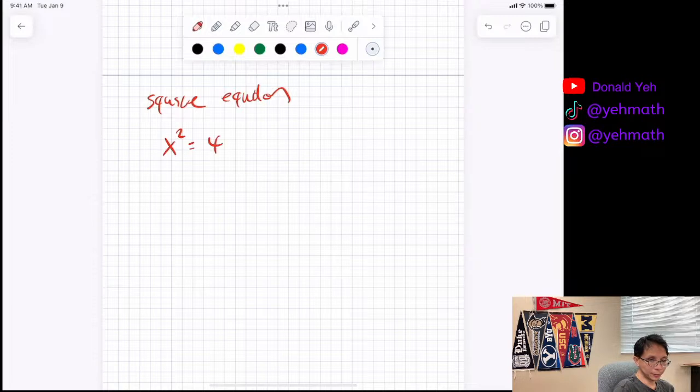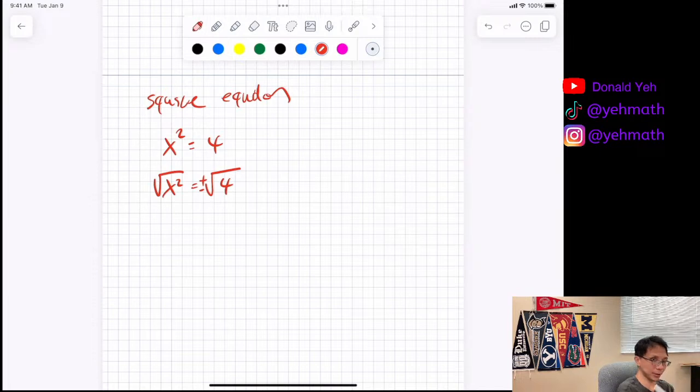x squared equal to 4. What is x? You square root both sides. Then do not forget about plus minus. Only square root and the fourth root, all the even roots on both sides, you're going to get plus minus.